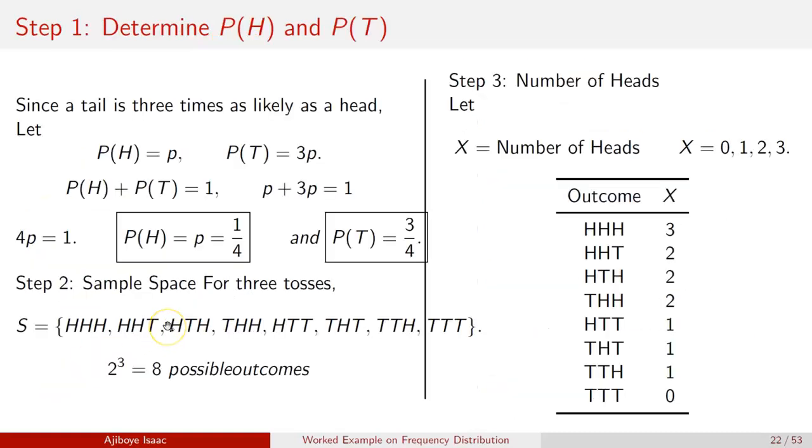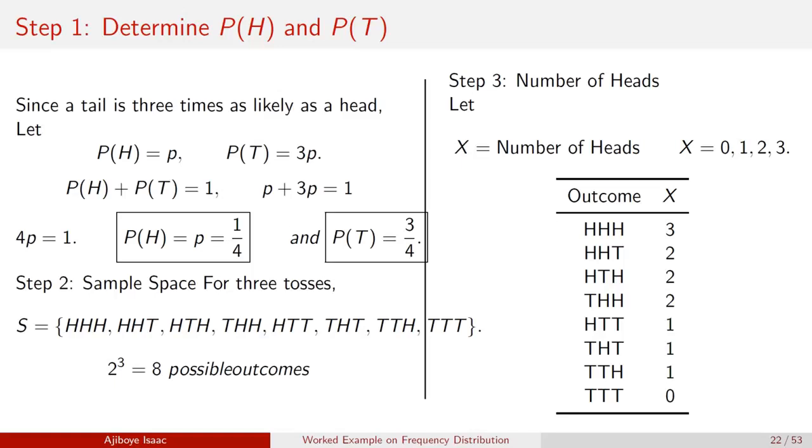So with that, we can let the probability of obtaining a head be P, and the probability of obtaining a tail will therefore be equal to 3P, since a tail is 3 times as likely to occur as a head. So we know that the probability of head plus the probability of tail will sum to 1. Therefore, P plus 3P will equal 1. And when we solve, we get our probability of head, which is P, equal to 1/4, and complementarily the probability of obtaining a tail will be 3/4.